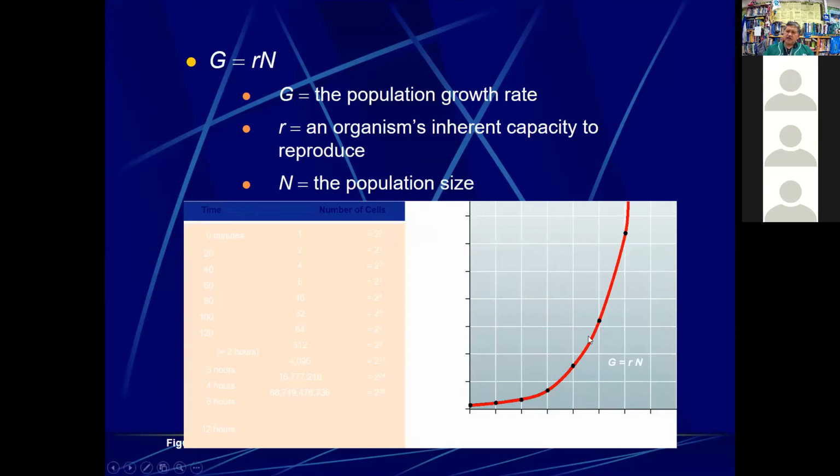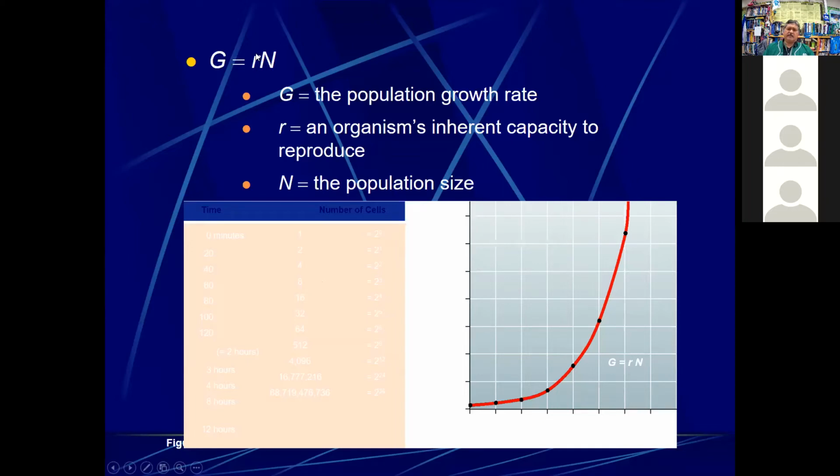Here, this is why it's called J-shaped growth. And you can see the numbers here. The exponent just keeps going up, and as the exponent goes up, you can see the actual number increases. Here's a formula for exponential growth. The population growth rate, or G, is equal to this constant times the population size.